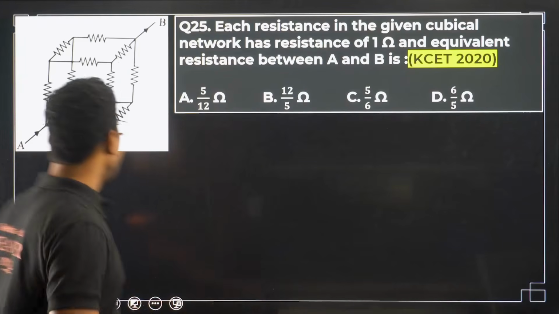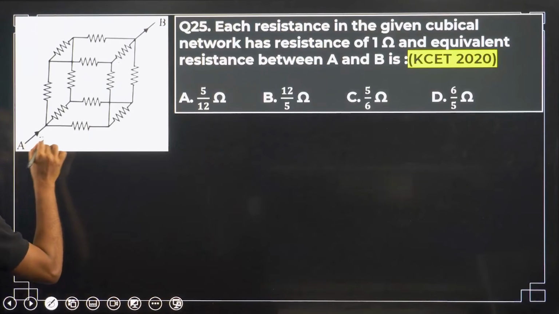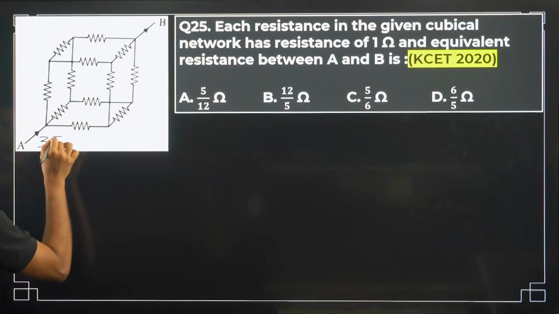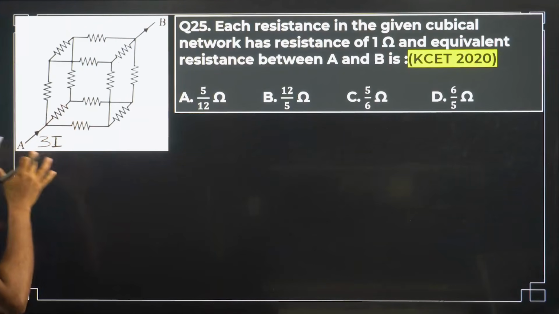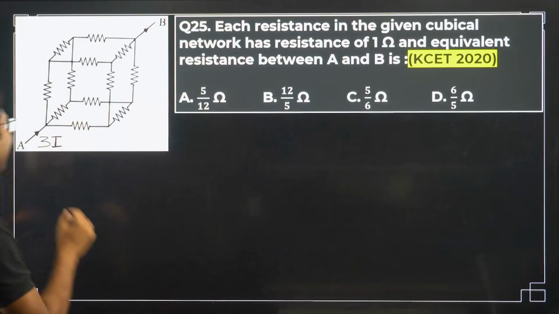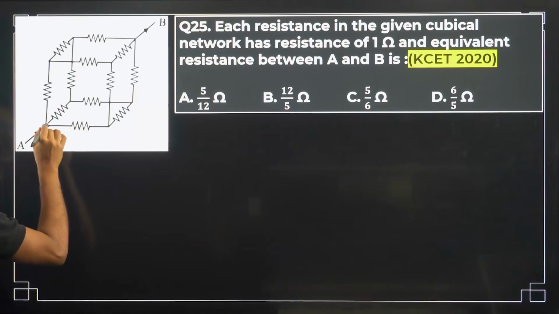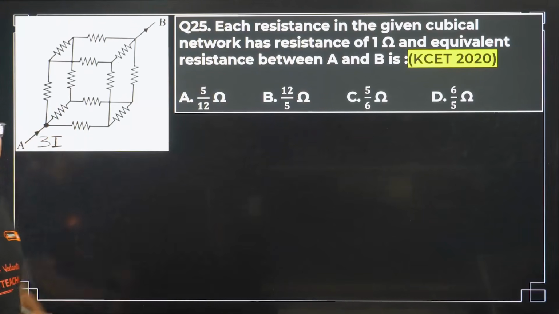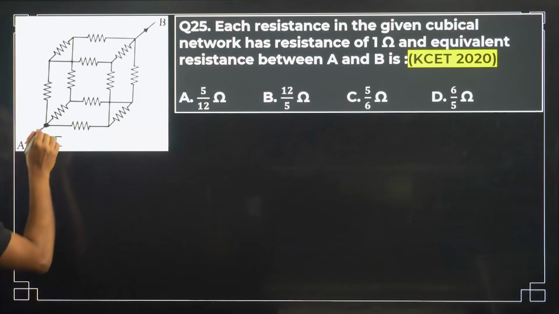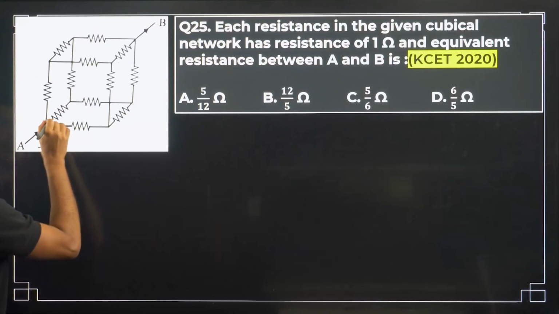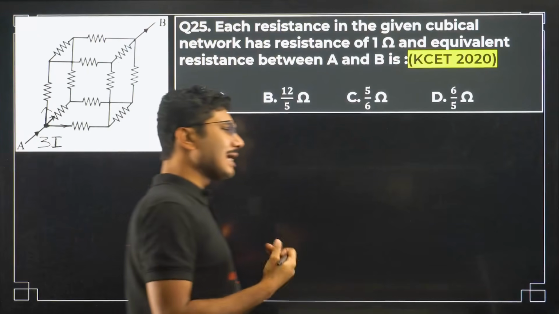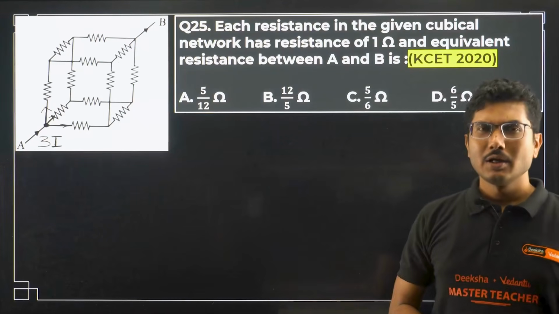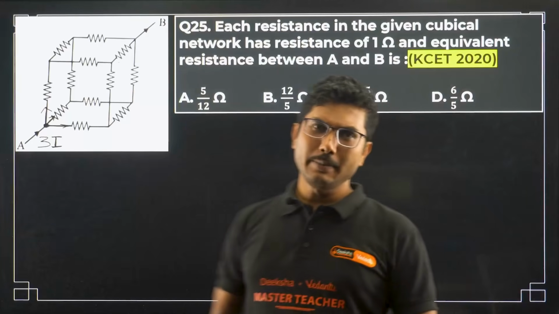Suppose I send 3I current through this cube. Then when the current reaches this particular point, how many paths does it have? It has 3 paths. Now will the current distribute equally? Will the current distribute equally?